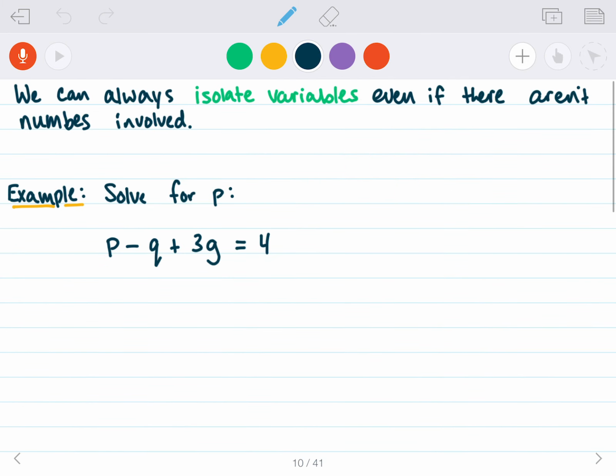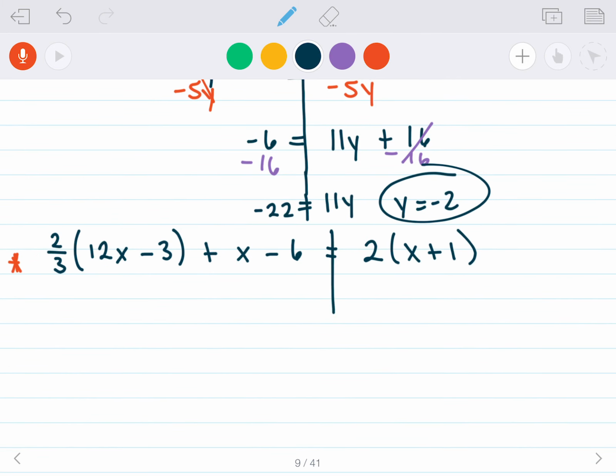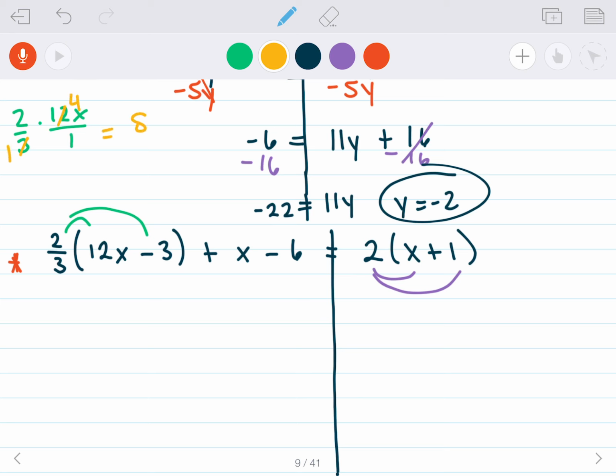Alright, let's do one more like this. So step 1, get rid of the parentheses. So I have parentheses there, parentheses there. So with the green, 2/3 times 12x over 1. Okay? Cross simplify. 3 goes into itself once. 3 goes into 12 4 times. Multiply straight across to give me 2 times 4x is 8x over 1, which is just 8x. Okay, so that becomes 8x.